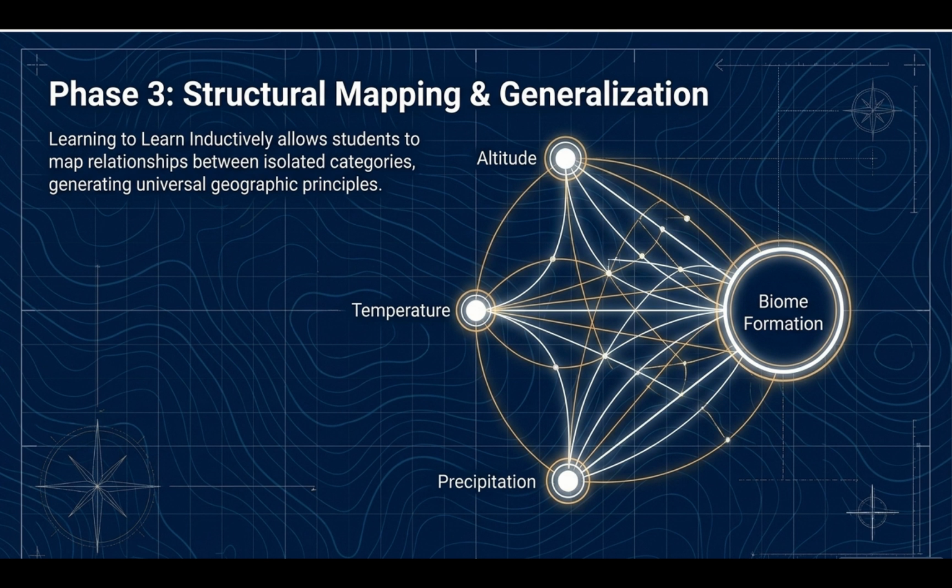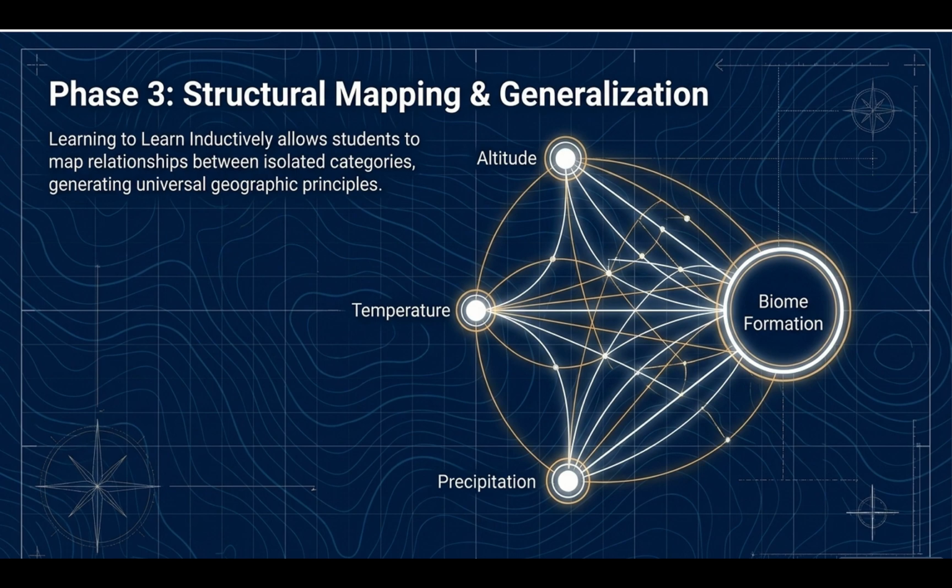Phase 3: structural mapping and generalizations. The third phase is based on learning to learn inductively. Students move from isolated categories towards relationships, patterns, and generalizations. They organize information and examine how one geographical variable influences another. The example on this slide shows relationships among altitude, temperature, precipitations, and biome formation.